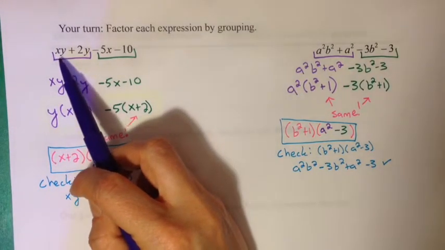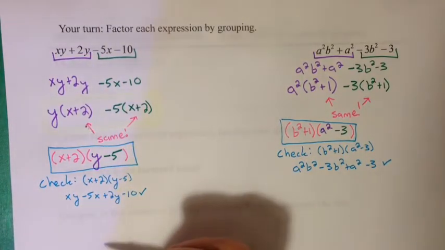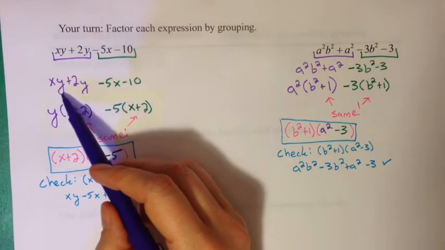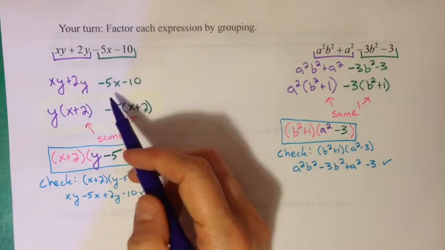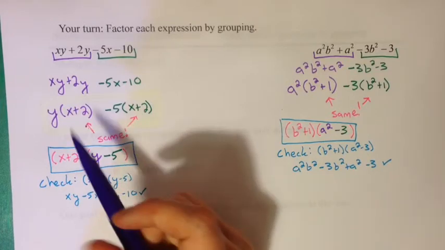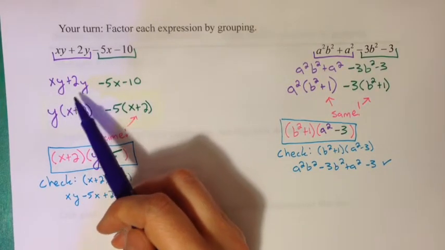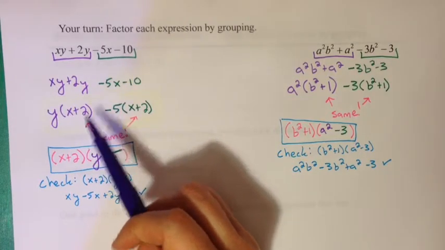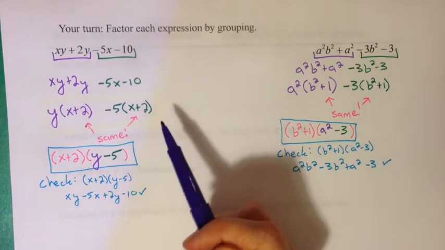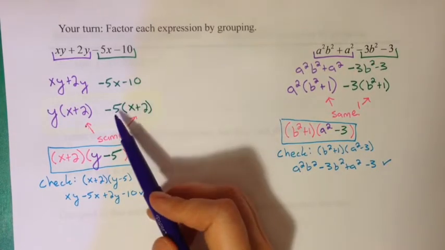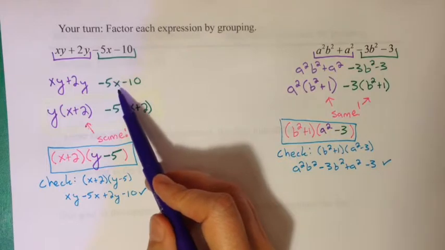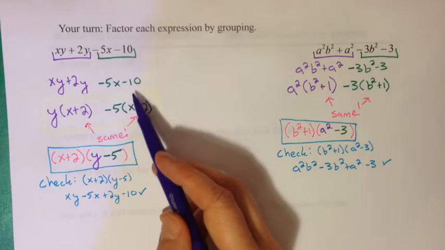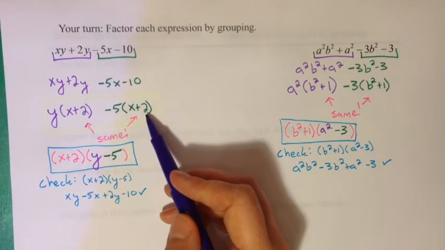In my first expression, I have xy plus 2y minus 5x minus 10. So I decided to group the first two terms together, xy plus 2y, and the second two terms together, negative 5x minus 10. The first two terms have a y in common, so I factored that out, which left me with x and 2. The second two terms have a negative 5 in common, so I pulled that negative 5 out. When I take negative 5 away from negative 5x, I'm left with a single x. When I take a negative 5 out of negative 10, I'm left with a positive 2.